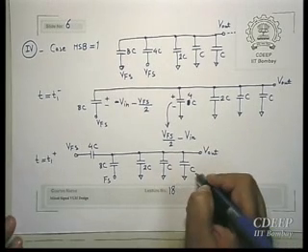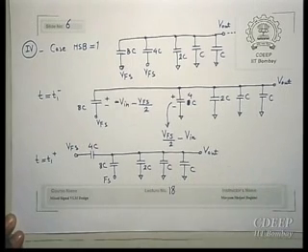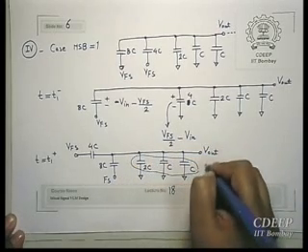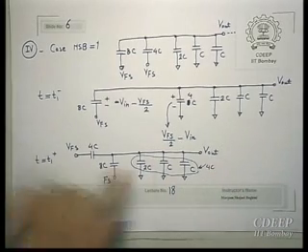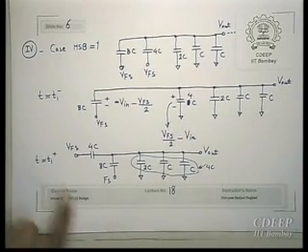So the summation of these 4 is 4C. So this is 4C. I just combine them, this is 4C. So now the only change is this bottom plate of 4C, which has changed from 0 to V full scale, right? So therefore, what does it mean?